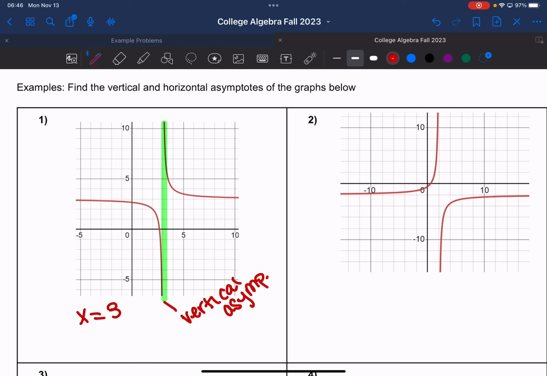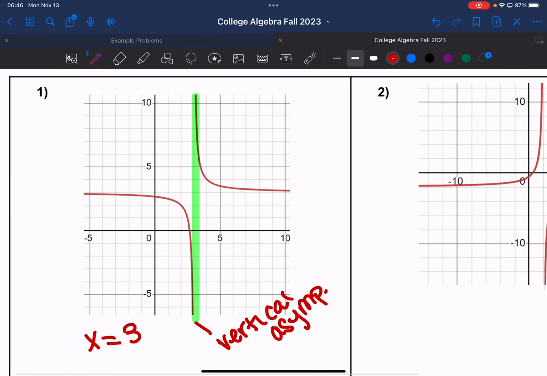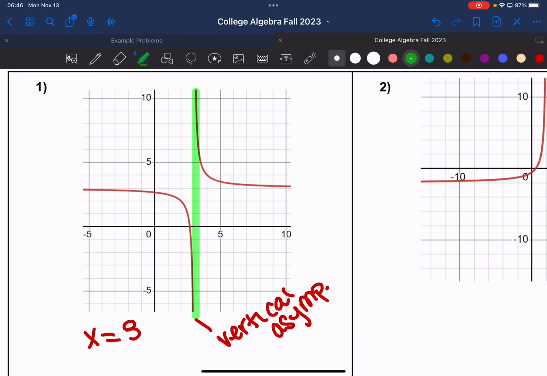Using that same idea, now let's look at the horizontal asymptote. If you were to take a guess, where do you think that horizontal line would lay? Around 3 on what? What would our equation be? Y equals 3, because we're doing a horizontal line. Again, notice how our graph never passes over those asymptotes. So this one is y equals 3, and this is our horizontal.